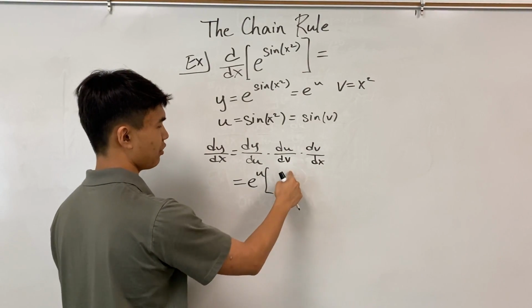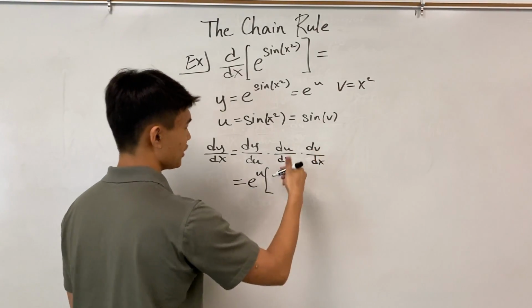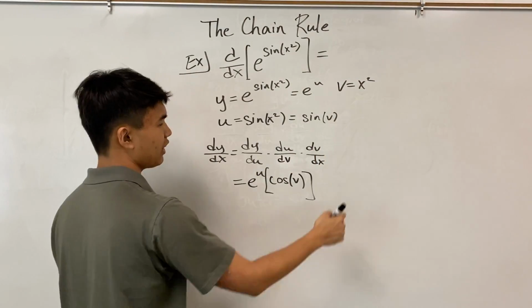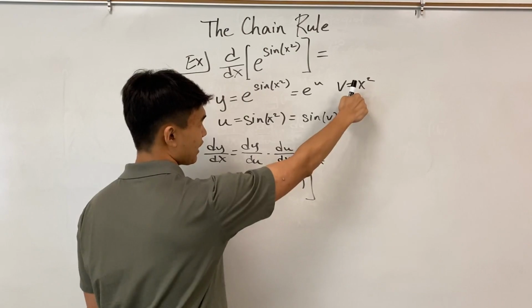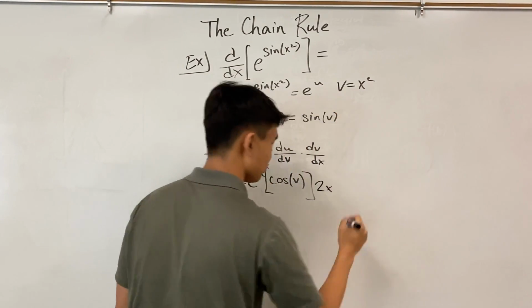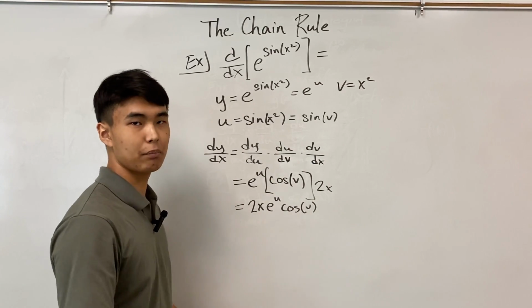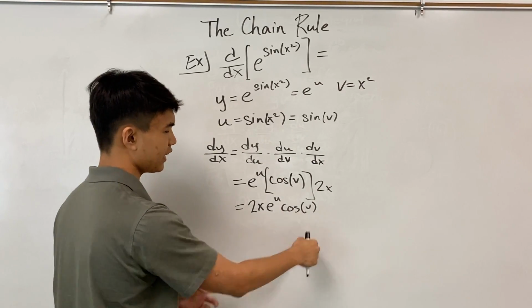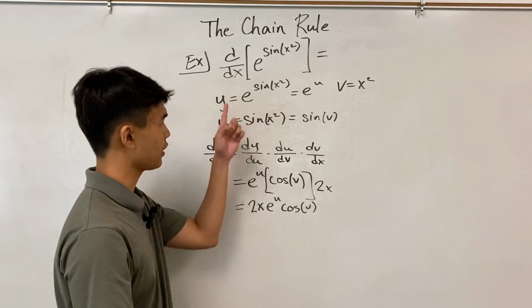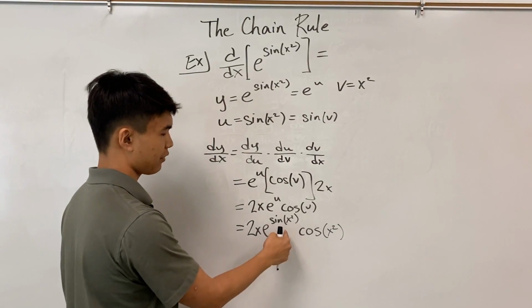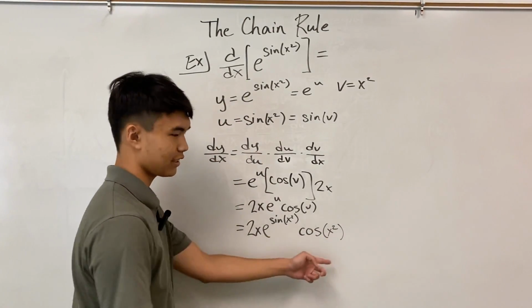So now if you want to take the derivative du/dv, this is just cosine of v. Finally, if you want to take the derivative dv/dx, this is just 2x due to the power rule. Our answer is 2x e^u times cosine of v. But remember, we can't have u or v in our final answer because we made those up to make our problem easier. We have to substitute back for u and substitute back for v, and this is our final answer.